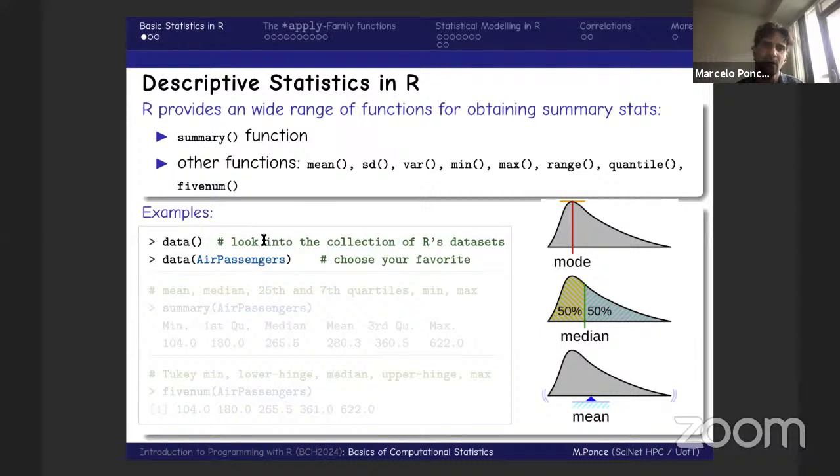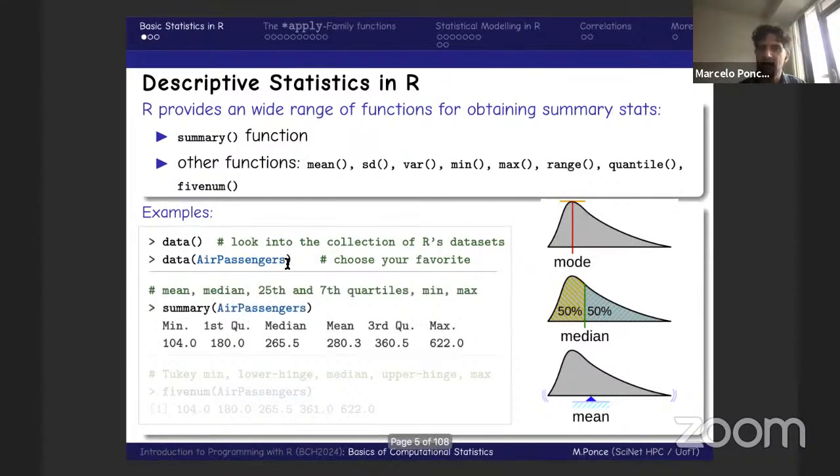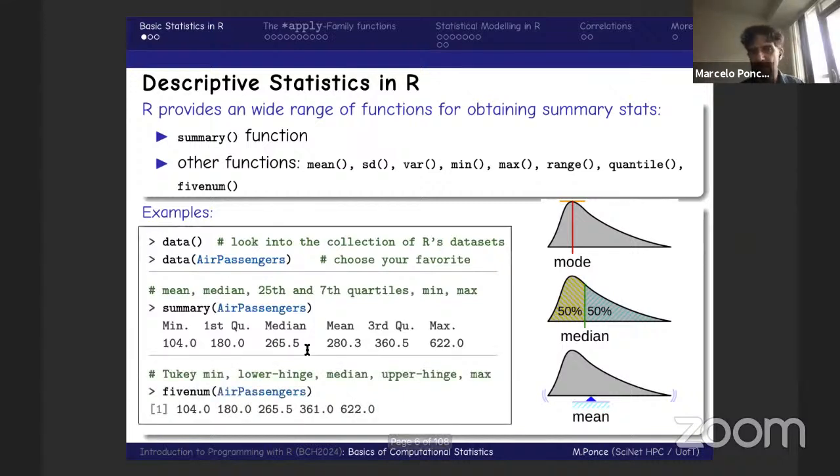If you do data(), you can look at different collections of R data sets and pick, for instance, their percentages and take a quick look at that. You can ask for the summary of these data frames. You can ask for the fivenum description of these data frames. So all this is part of R.